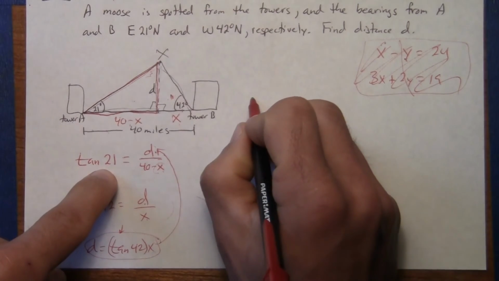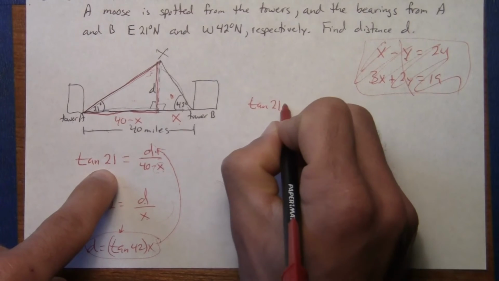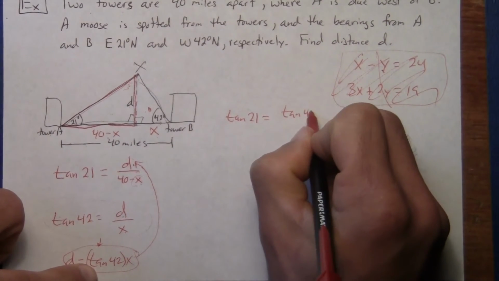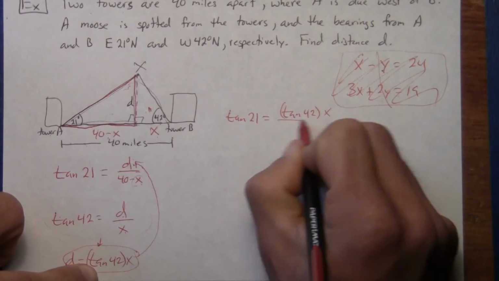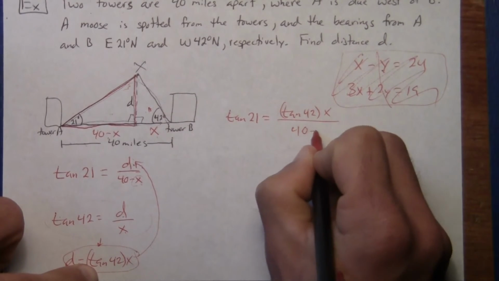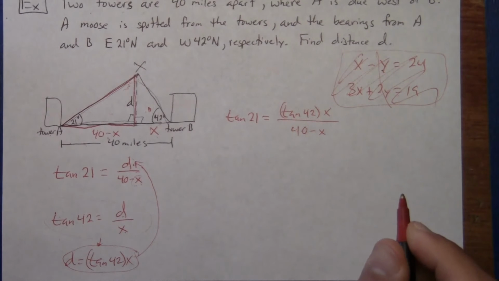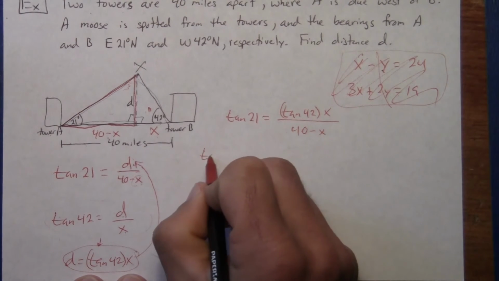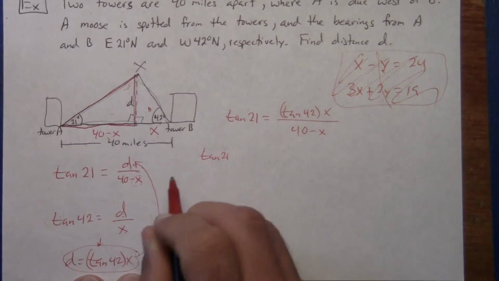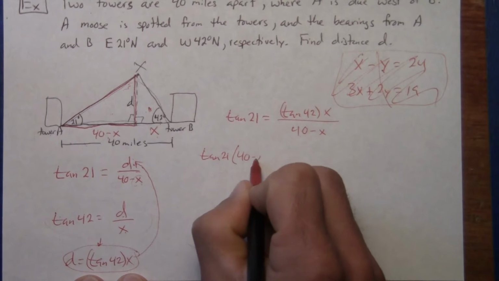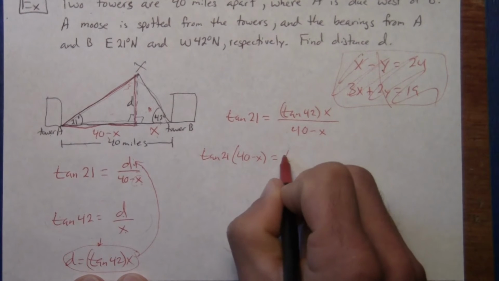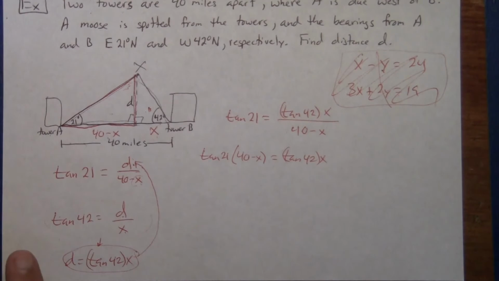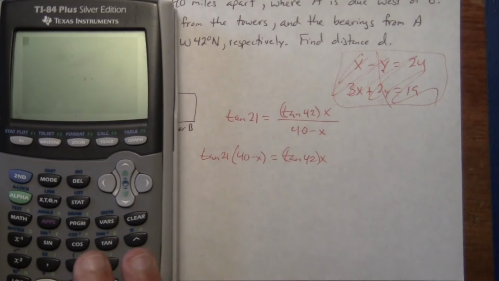I have the tangent of 21 is equal to, d now we said is the tangent of 42 times x divided by 40 minus x. At some point I'm going to have to pull out a calculator. I'm going to cross multiply. So I have the tangent of 21, whatever that number is, times 40 minus x is equal to the tangent of 42, whatever that number is, times x. And so I'm going to pull out the calculator now and help us do some of these calculations.